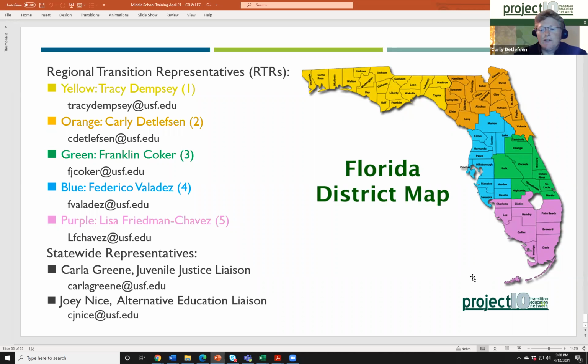And as Lisa said, this training is available. You can contact your Project 10 regional transition representative, and they can do the training for you. Like Lisa said, it's probably a little over an hour, because for a lot of the slides where you just saw a graphic and a title, the full training does go more in depth with all of those topics. We were just, for the interest of time, trying to hit the highlights.